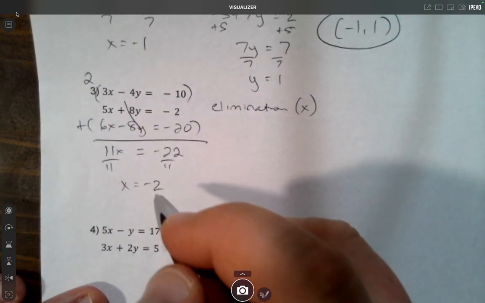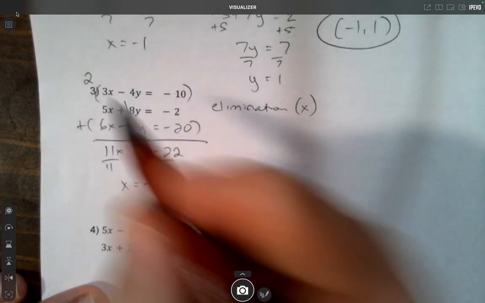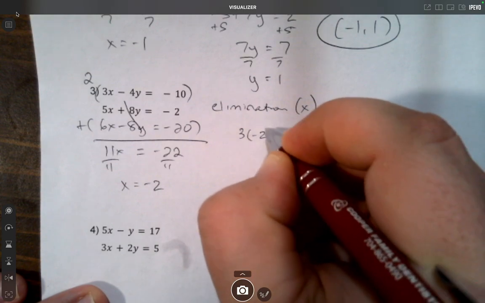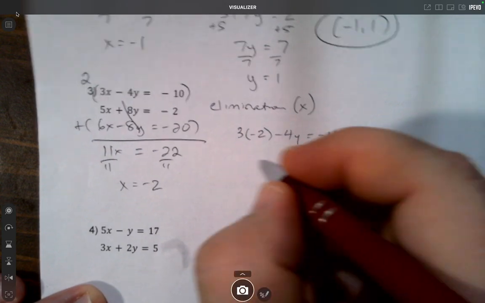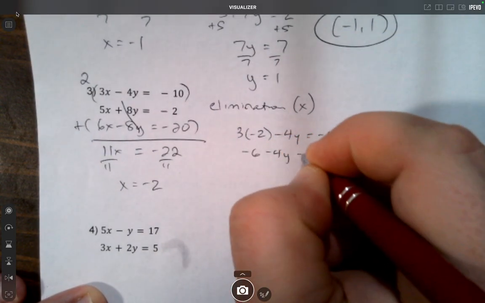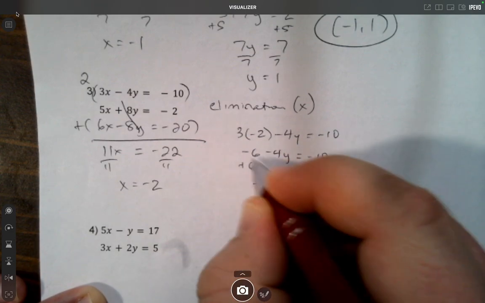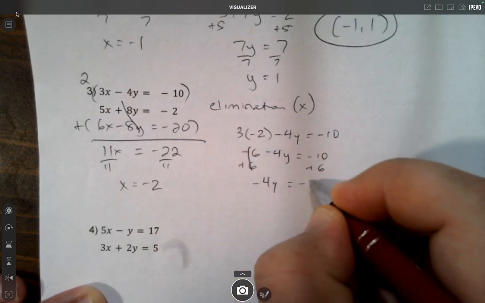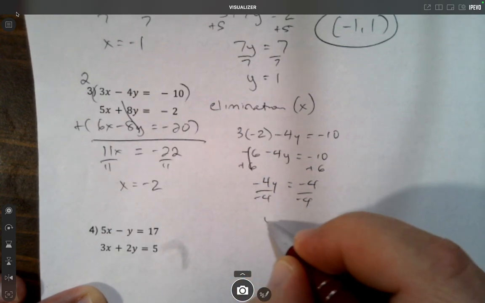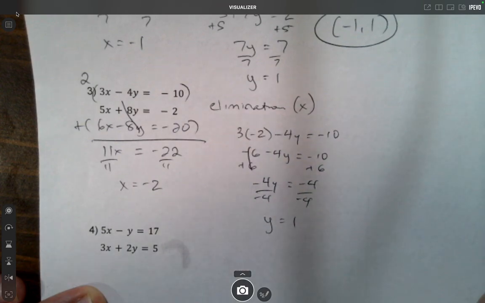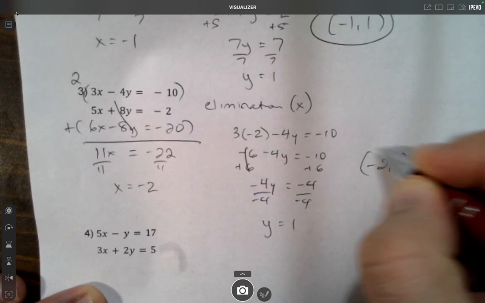And just a reminder, you can plug this negative 2 into any of these three equations you want, whatever you prefer. I'll just do the top one. 3 times negative 2 minus 4y equals negative 10. 3 times negative 2 is negative 6. I will add 6 to both sides. Get negative 4y equals negative 4. Divide both sides by negative 4, and I get y is equal to positive 1. So the ordered pair that solves this system of equations is negative 2, 1.